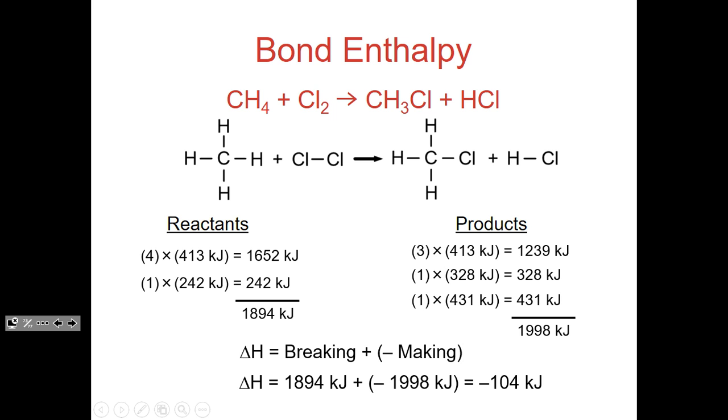So rather than trying to figure out exactly what was broken and made, it's easier to just break them all and then make them all and compare those two energies. It really just simplifies the process. You're going to get larger numbers, but remember, your calculator's doing all the work.